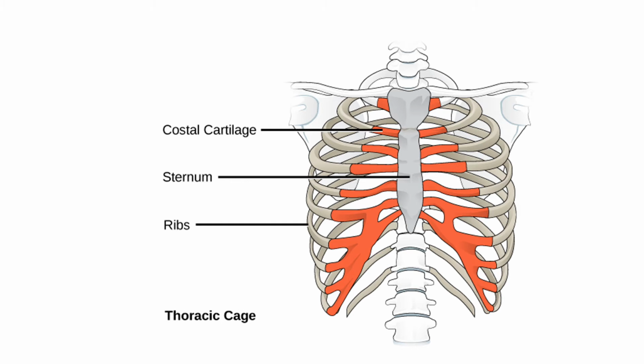I mentioned already the ribs and the sternum, but I wanted to show you this image so that it identifies a little larger the sternum that the ribs are connected to. And then you see the vertebral column in the back, or posterior area.